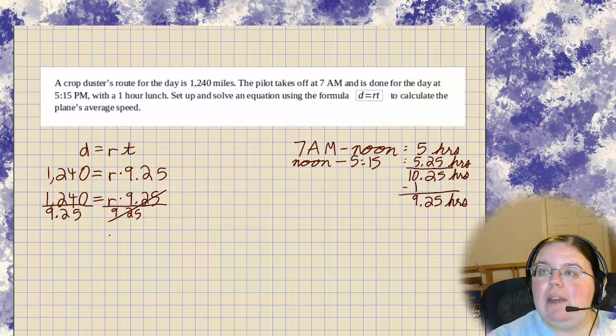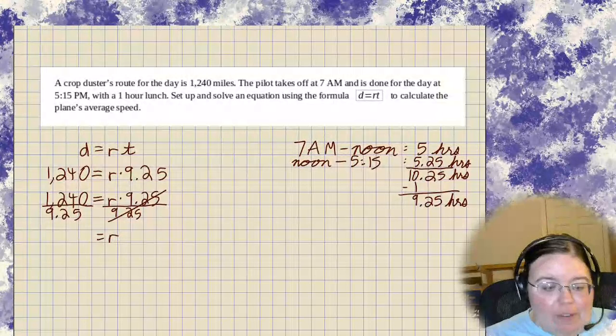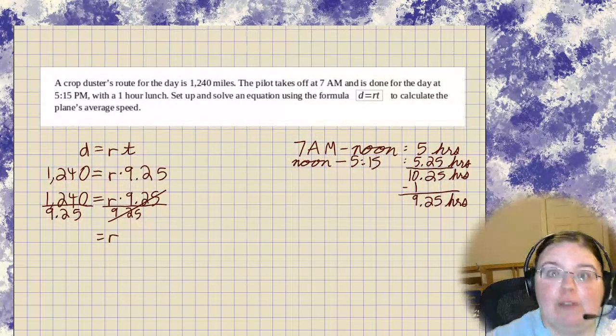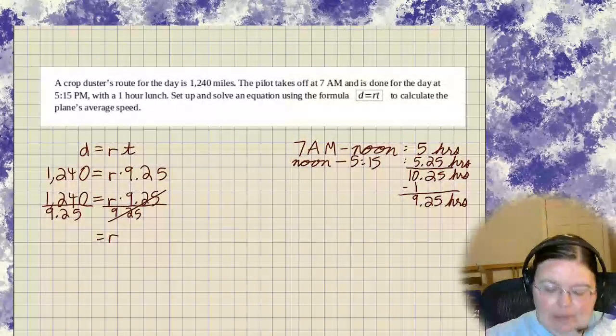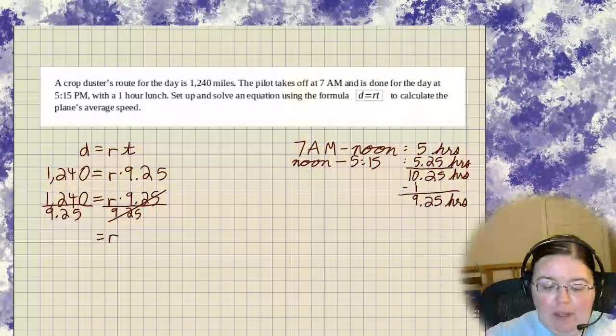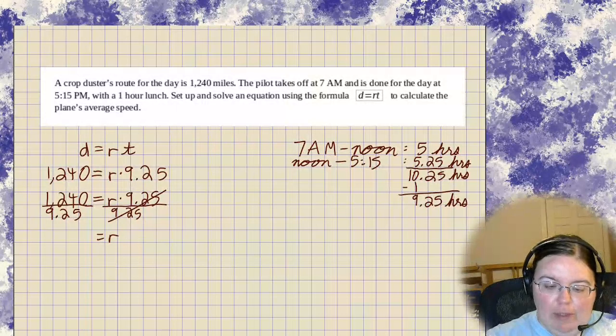That will be eliminated, and this definitely looks like a calculator problem, right? If you want to do it in your head or manually, I won't stop you. Feel free to push the pause button if that's something you want to do, and when you've got it calculated, come back. I'm going to use my calculator because I'm lazy like a mathematician. 1,240 divided by 9.25 equals.